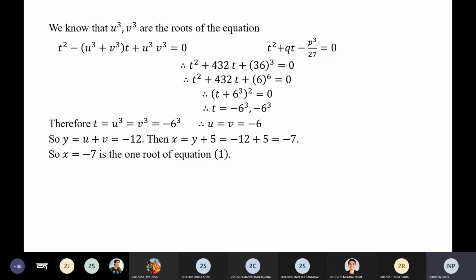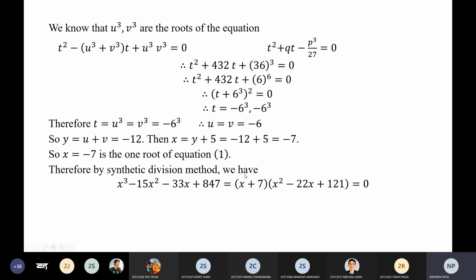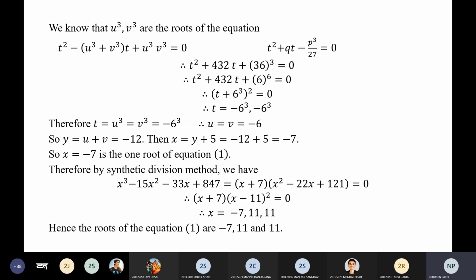So minus 7 is one of the roots, and by synthetic division we can find the other roots by doing this: x plus 7 into x square minus 22x plus 121, and from there we can have the other two roots. So this is nothing but Cardan's method to find roots of a cubic equation. So just write this down, then I will go for the next example.